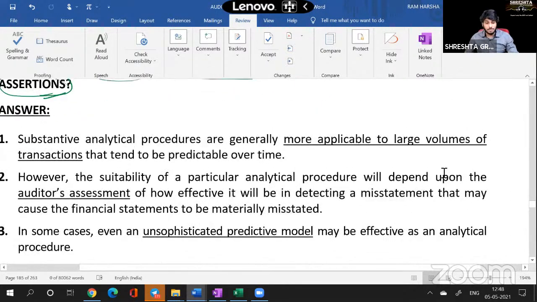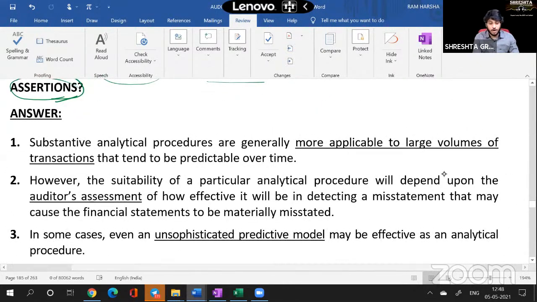Understand, the suitability depends on this: suppose I use one method that did not identify any mistake, it is not a suitable method. I used another method that identifies a mistake, it is a suitable method. Which method of analytical procedure is suitable? That method which will detect a misstatement. If a particular method is detecting a mistake, that's the most suitable method. That's it.